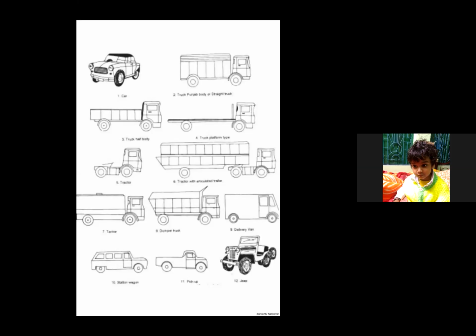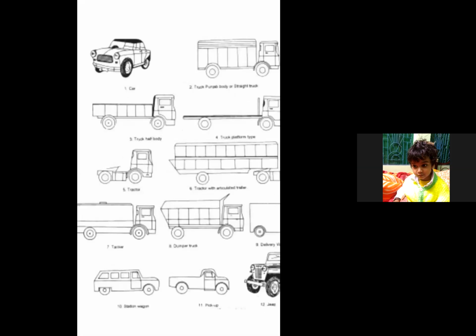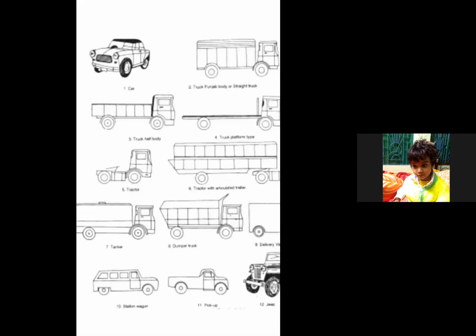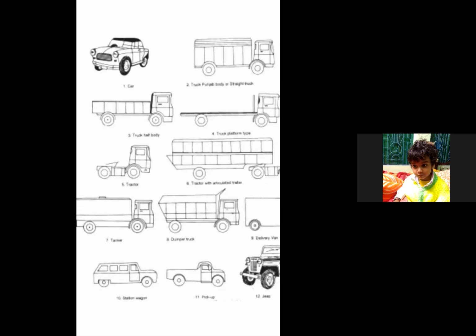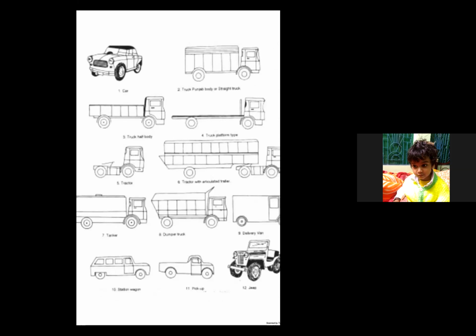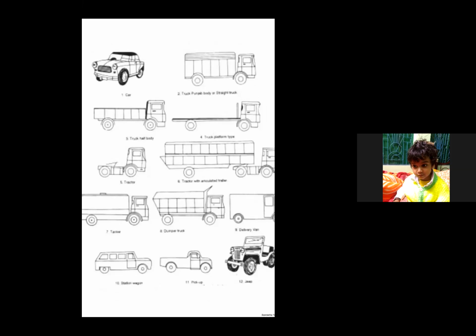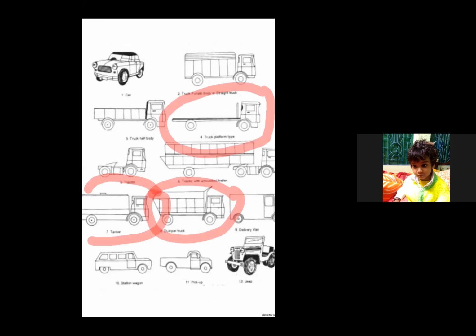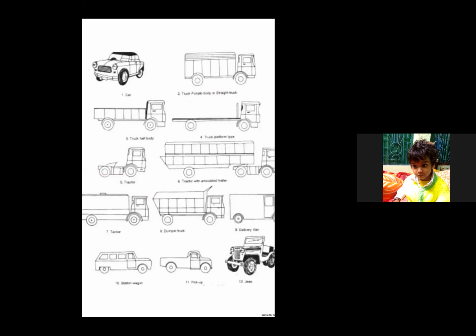Earlier I was saying that we can use different types of body on a chassis. Like you can see, on this kind of chassis you can make trucks and also buses or tippers, also these kinds of special types of trucks. This is a normal type of truck and also buses. So chassis is the most important part of a vehicle.